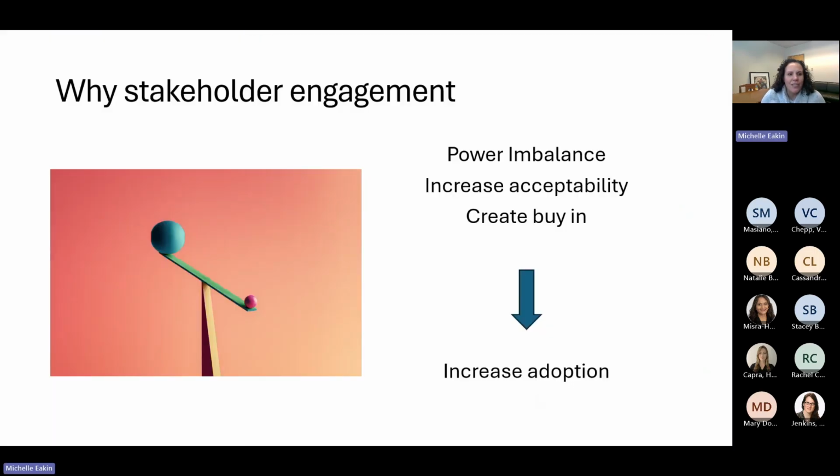And why do we need it? I talked about how patients can inform the uptake of interventions. They can be advocates. They can be change strategies. They also have the decision to accept the intervention or not. But overall, we know that stakeholder engagement is critical to increase acceptability and create buy-in.